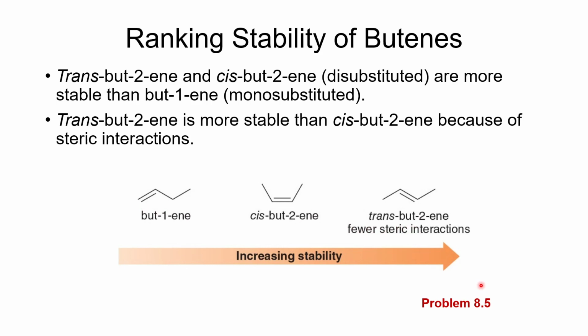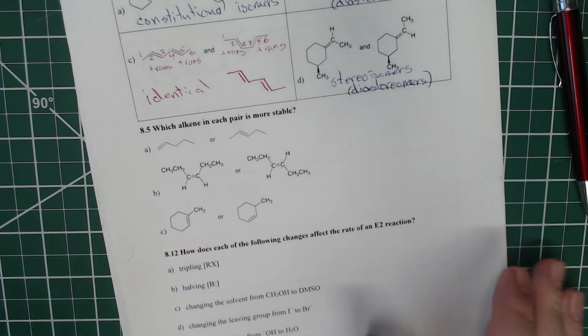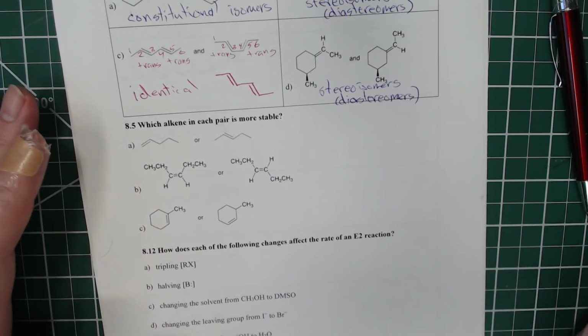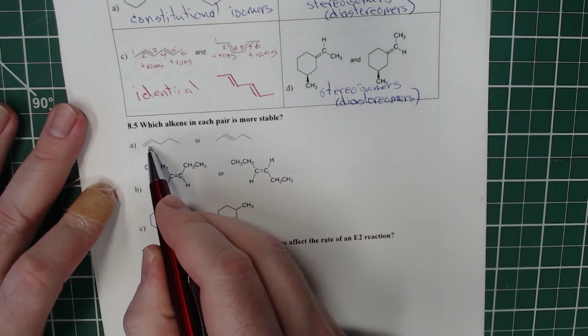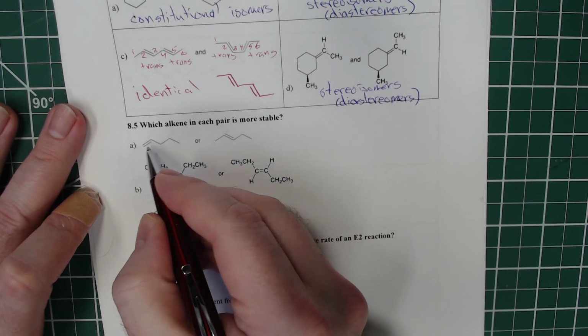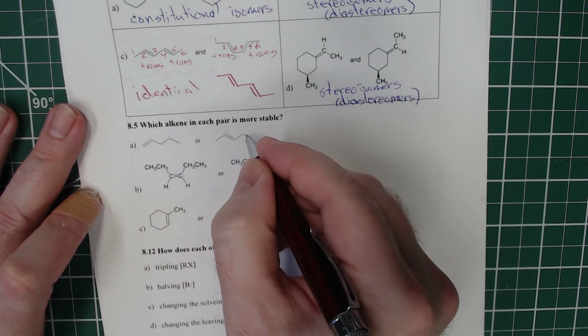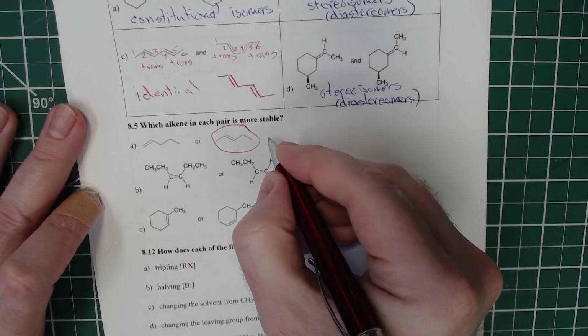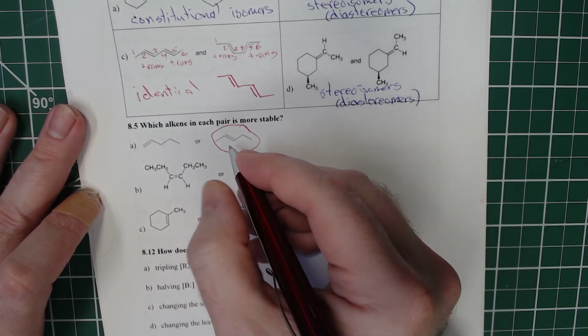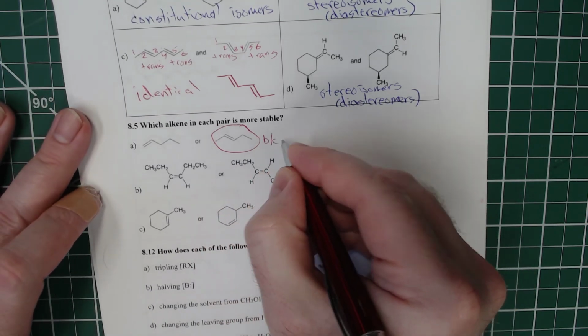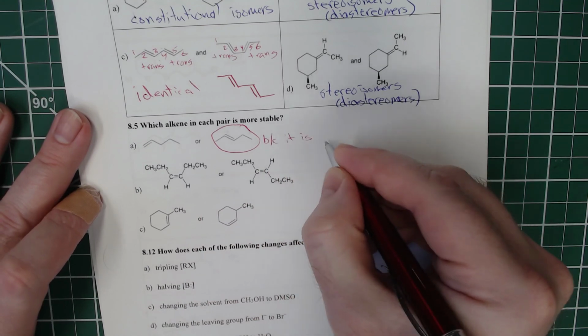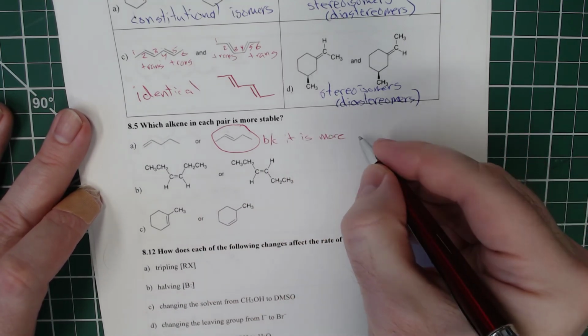So let's look at number 5 on the in-class assignment. So we want to identify which of these is more stable. So here we've got 5 carbons here, 5 carbons there. On this one, it's mono-substituted, and on this one, it's di-substituted. So this one is more substituted, more stable because it is more substituted. And I circle the one that's more stable, and I'll put because it is more substituted.